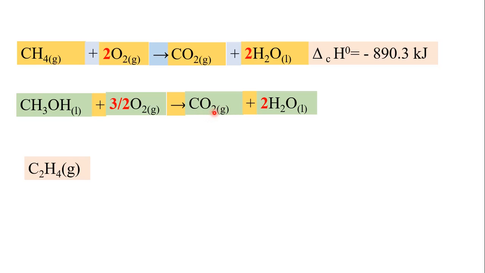So here 3 by 2 gives you, that means, 3 oxygen atoms and these 2 lead to 4 oxygen atoms in total. So here you have to balance the oxygen. And during this combustion, the heat change is minus 726 kilojoules. This much amount of heat is evolved during this combustion.